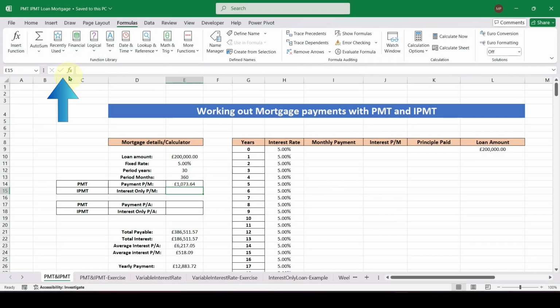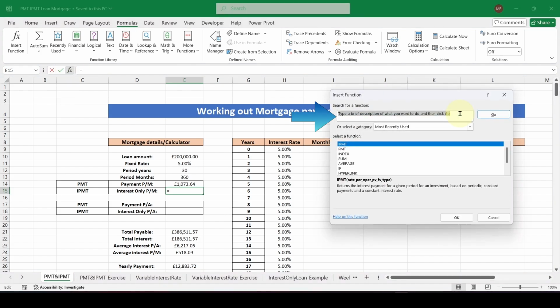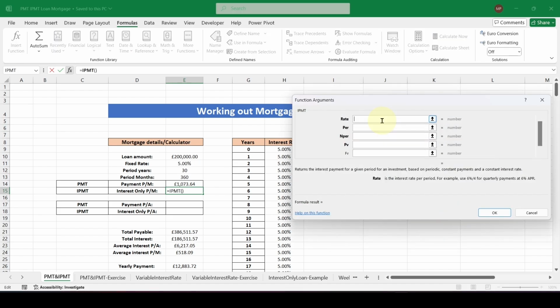IPMT: go to Insert Function, type IPMT, click on Go, and here it is. I'll click OK. So when it comes to the IPMT, you are just working out what the interest is being paid. Very similar to the PMT in many ways, but there are a few slight differences.